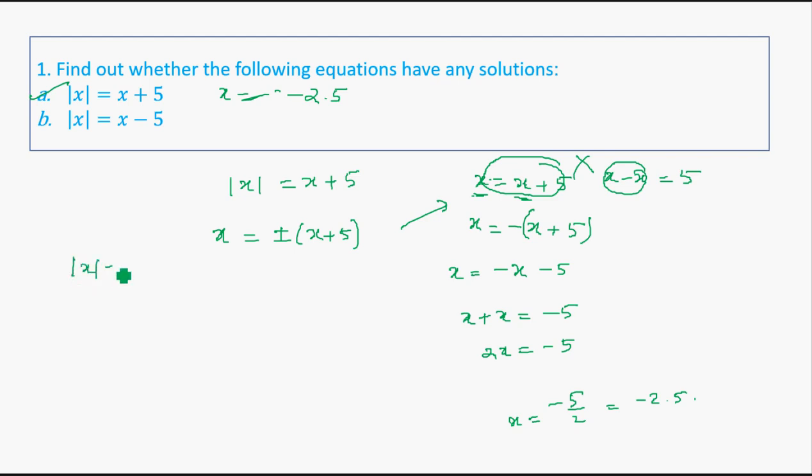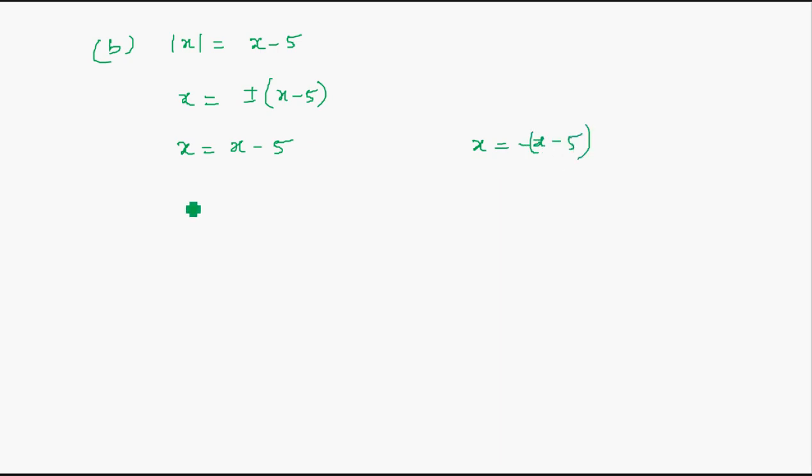Now we'll solve the second one. Similarly, we will take mod x is equal to x minus 5. So the b part of it, mod x is equal to x minus 5. So we can have two values of x. So x can be plus or minus of x minus 5. Now we will take the first plus part, x minus 5 here, and the negative part here, minus of x minus 5. So again here x minus x will become 0. So this is a falsy condition, and we will ignore that.